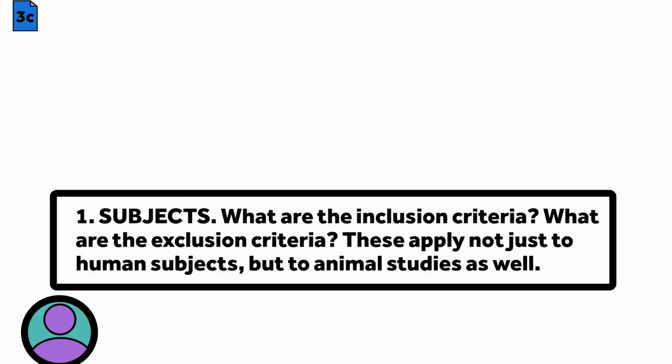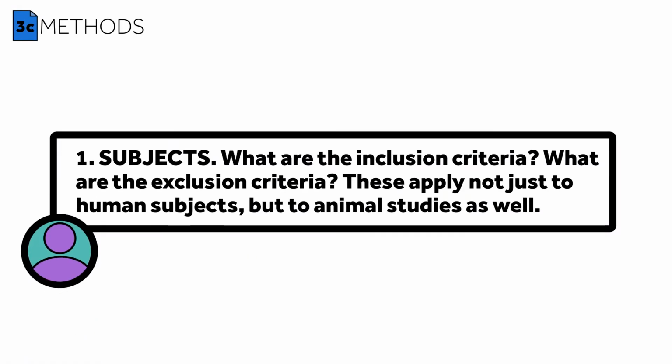While it is always important not to say too much, most problems in a method section arise from too few details. The first consideration should be your subjects. What are the inclusion criteria? What are the exclusion criteria? These apply not just to human subjects, but to animal studies as well. Was age a factor? Did the subjects have to be healthy? Did they have certain conditions? Were there severity restrictions? Did some things disqualify subjects?